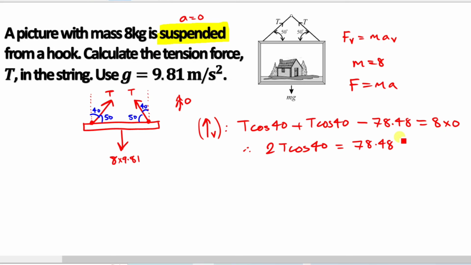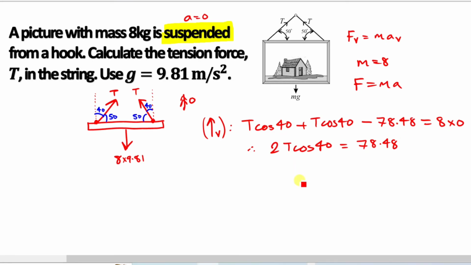So let's do that. When you do that, make sure your calculator is in degrees, yeah? So you're going to have, therefore, T equals 51.2 newtons. And that's it, guys. You are literally done. That's all you have to do.